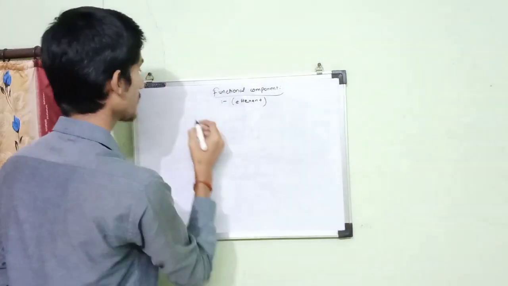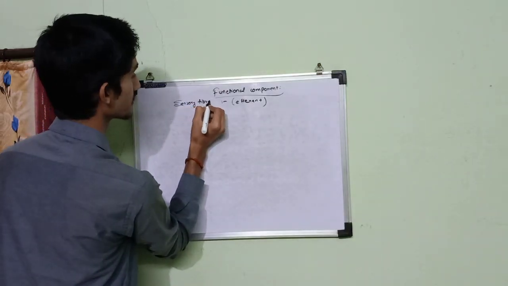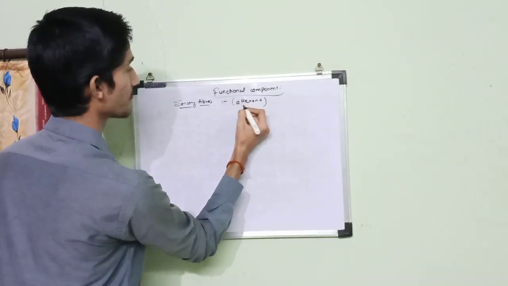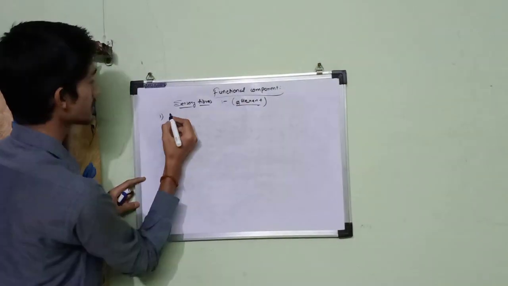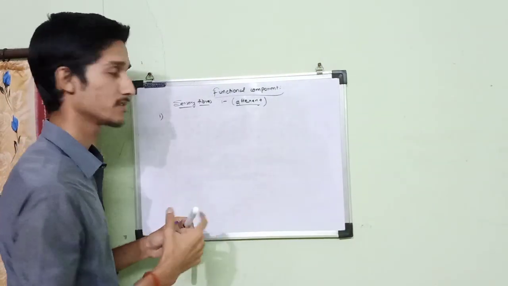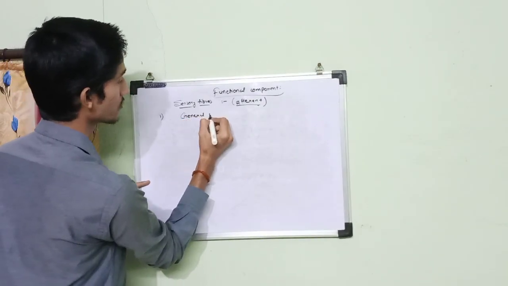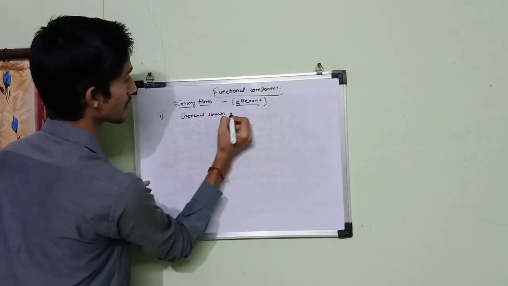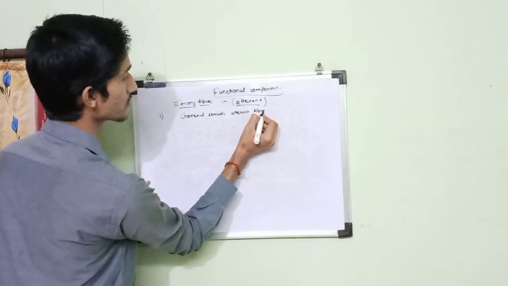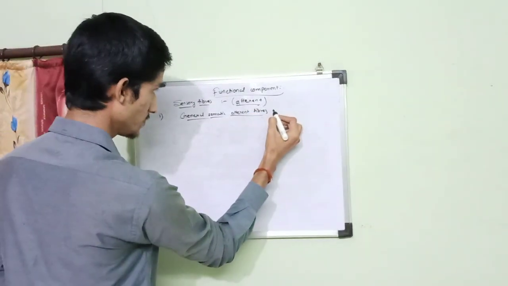Now the functional component of sensory fibers. Here instead of using efferent, we are going to use the afferent. So starting from first, we have general somatic afferent fibers. So general somatic afferent fibers, very much clear.